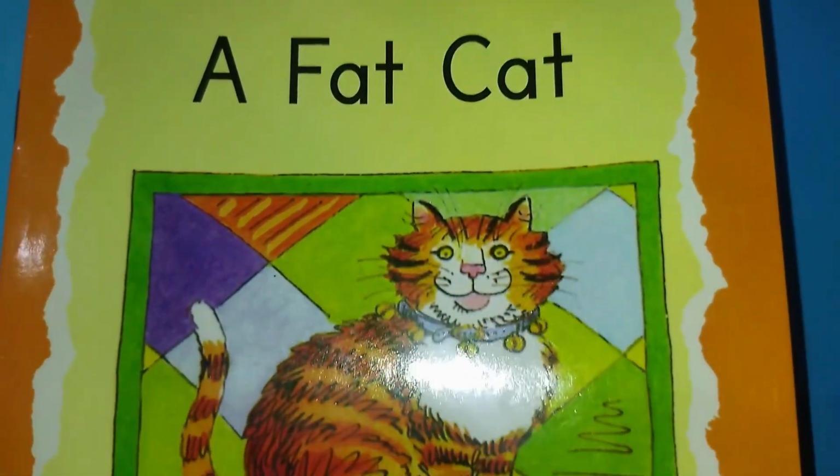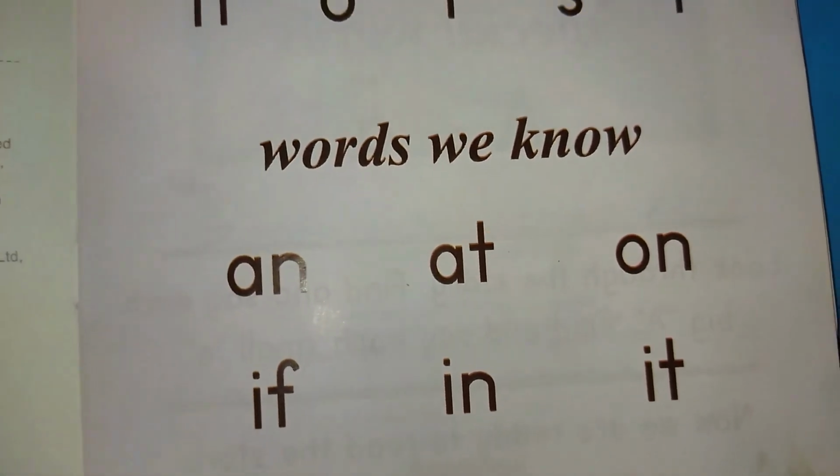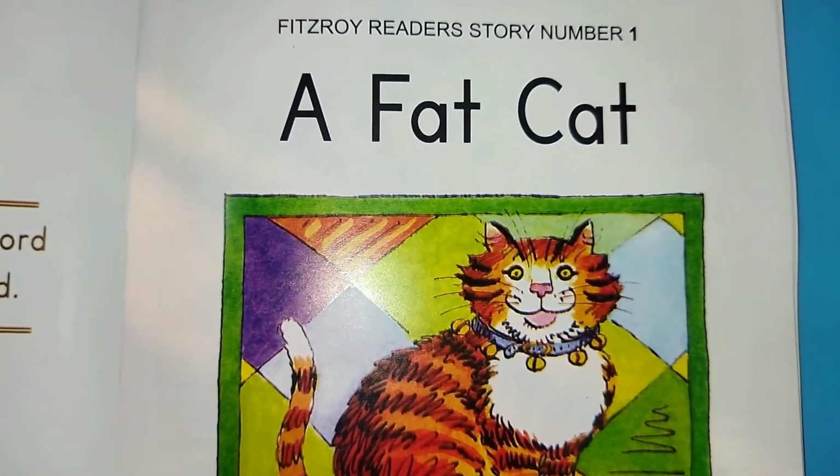A fat cat. Letters we know are A, B, K, D, F, E, M, N, O, R, S, T. And words we know are a, an, at, on, if, in, it. Let's start the story.